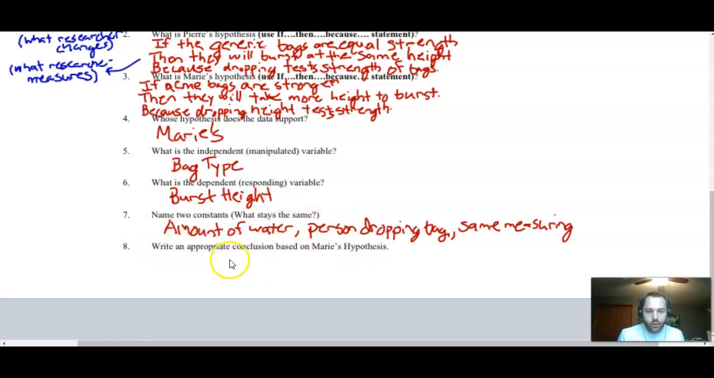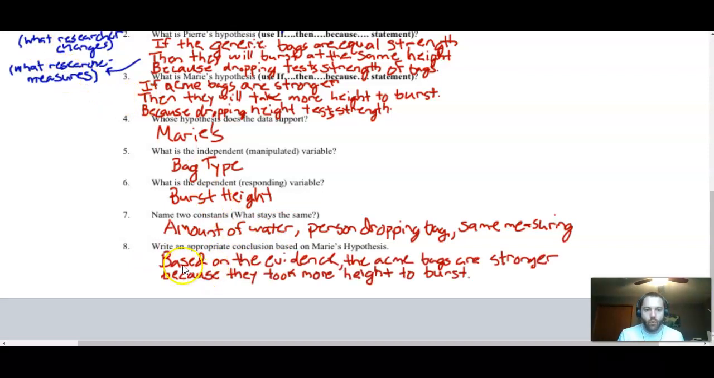And write an appropriate conclusion based on Marie's hypothesis. You could say something along the lines of, based on the evidence, the Acme bags are stronger because they took more height to burst. Again, we didn't prove that, but the data supports it.